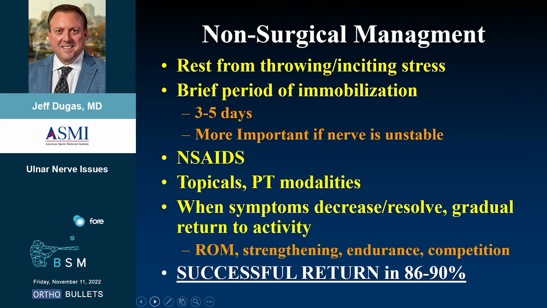The ulnar nerve actually probably is the most tolerant nerve in the body. There's a saying in our world, if you see the radial nerve, it's not going to work. The ulnar nerve, you can see it, you can handle it, you can pick it up, you can brush it, you can pull on it, and it's going to come back. So a lot of times the ulnar nerve can tolerate these things, so we can do some modalities, we can treat these things, and when the symptoms decrease or resolve, we gradually get them back.